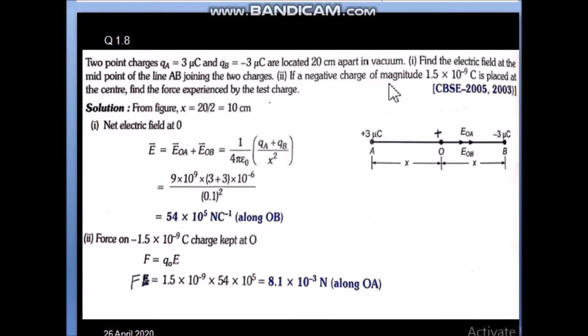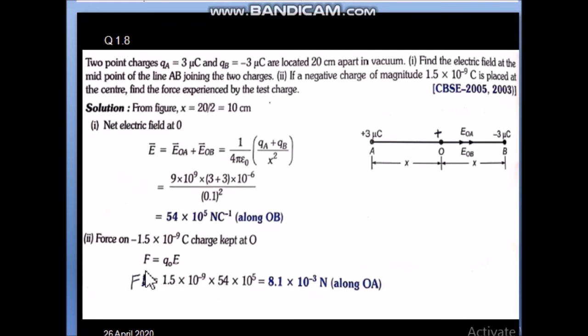Second part is one negative charge of this value is placed at the center. Find the force. So at this O point we are placing this charge. So at O point this new charge and whatever electric field is present, that will be multiplied to get the force, because force formula is new charge into old electric field. New charge is what we have brought here and electric field which we have obtained just now. So this way the force will be obtained.